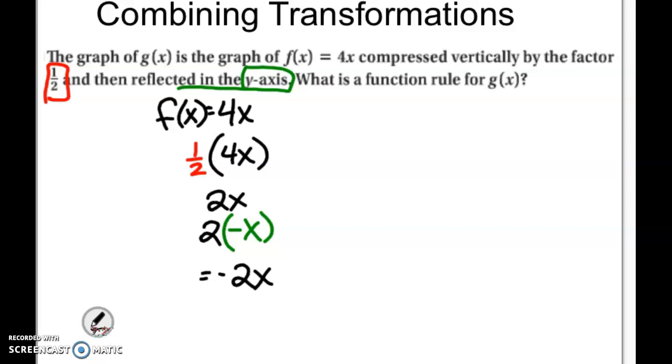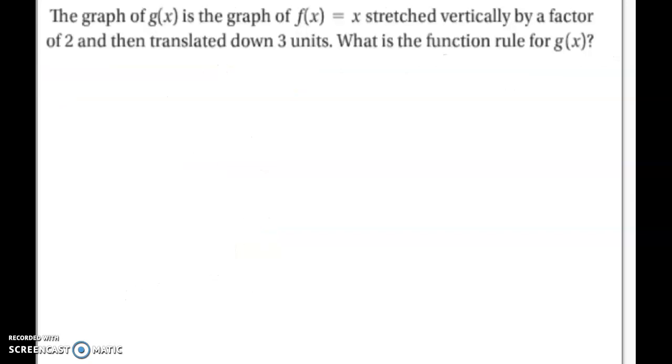That's our new function. So go in order when you're looking at function transformations and combining them together because it might make a difference in your final answer. In that case, it didn't because we were just multiplying. We're starting off at f of x equals x, and we're vertically stretching by a factor of 2. We're going to start by multiplying this thing by 2.